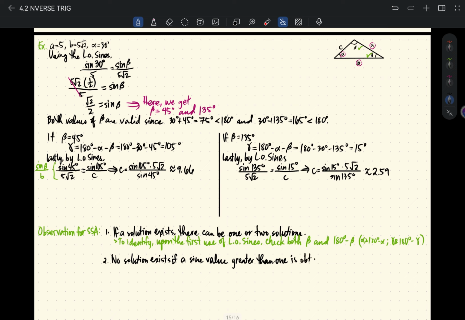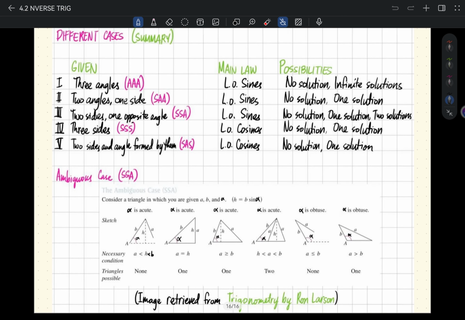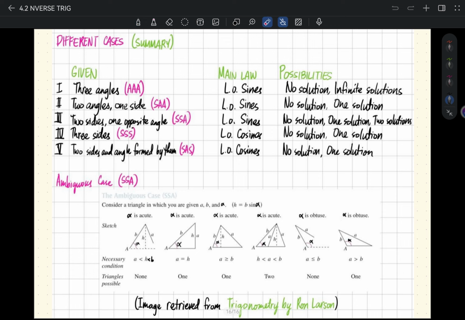Okay? So to summarize everything that we have done, we have here the different cases. First one, for AAA and SAA and SSA, the main law that we will use is the law of sines. And the possibilities here, for AAA, you can have either no solution, or if a solution exists, you have an infinite number of solutions. Because basically, you're just doing some scaling here.